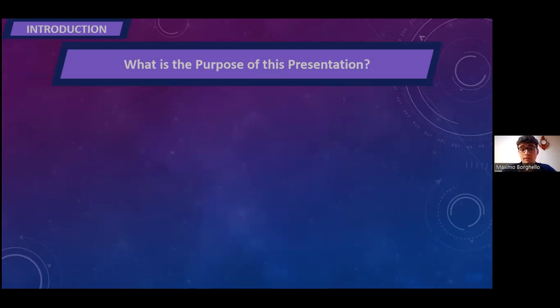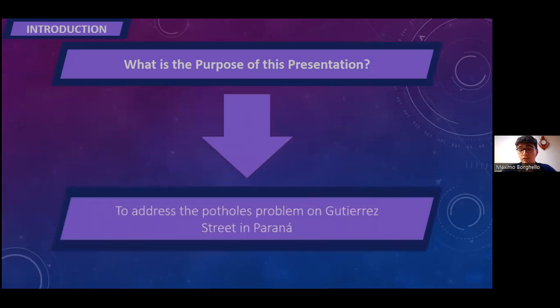What is the aim of this presentation? The aim of this presentation is to address the pothole problem on Gutierrez Street in Paraná. We are going to give a solution with a reconditioning of the infrastructure.